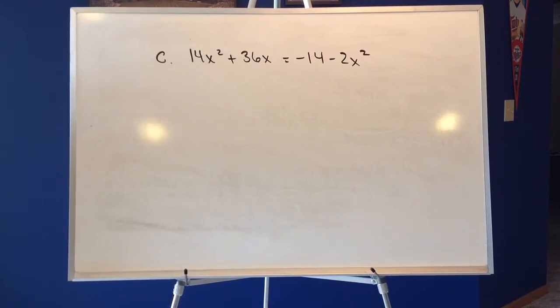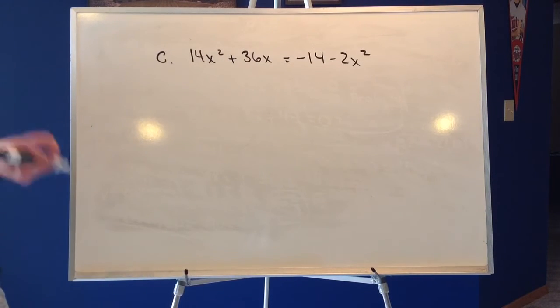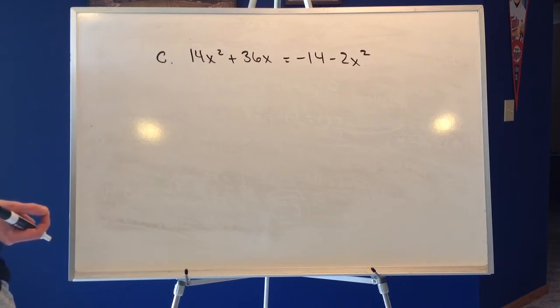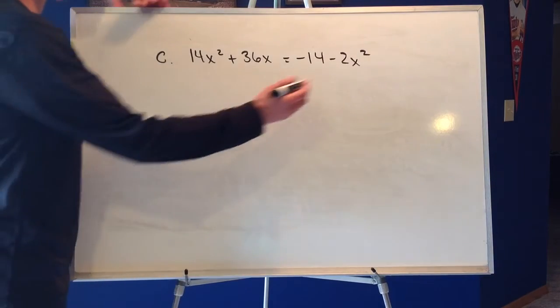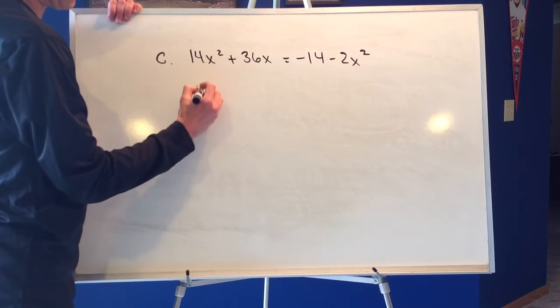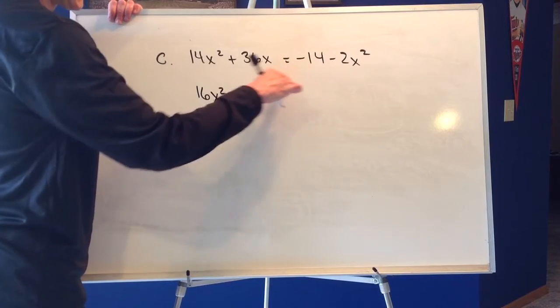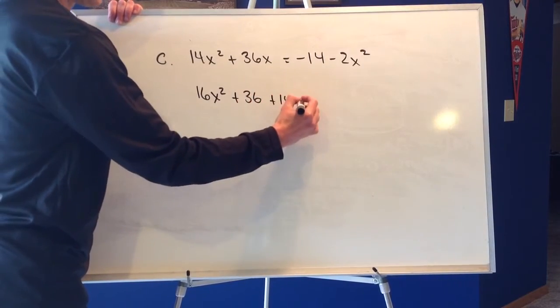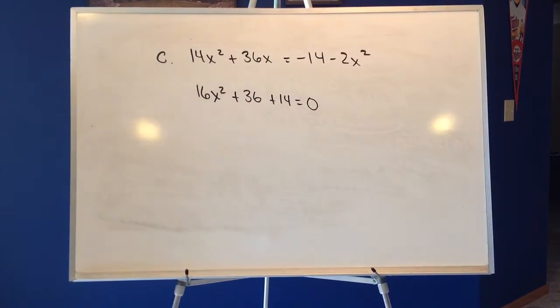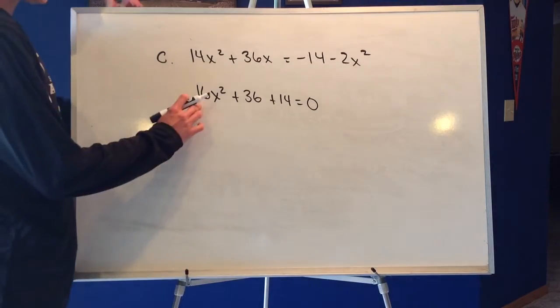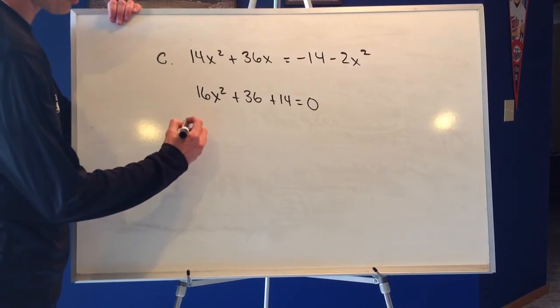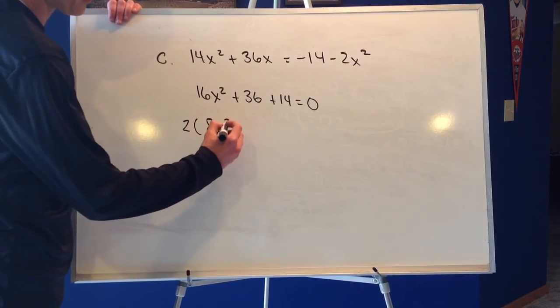Alright, so for the next one, again, you'll notice it's not set equal to 0, so that is the first thing we need to do. I will tell you, having the x squared term positive makes factoring a lot easier. So I'm going to add the 2x squared over here, and I'm going to add the 14 over here. It makes it easier to factor if you have a positive x squared. Look for GCF. I do have one here. It's a 2, so I'm going to pull that out first.